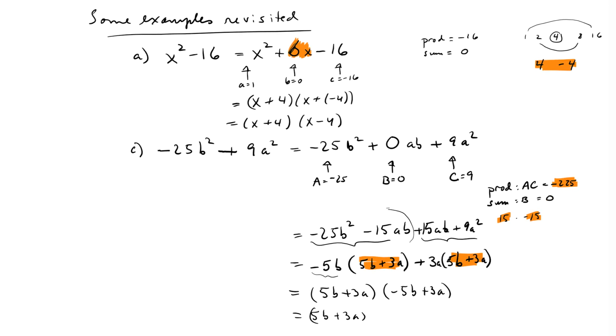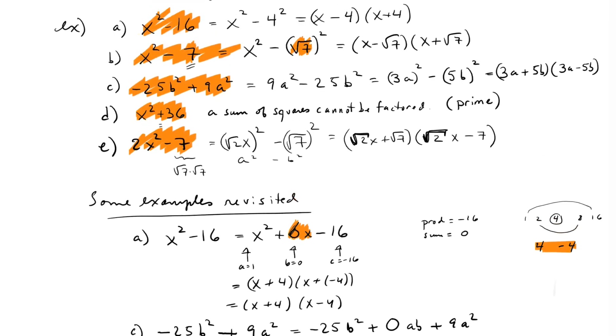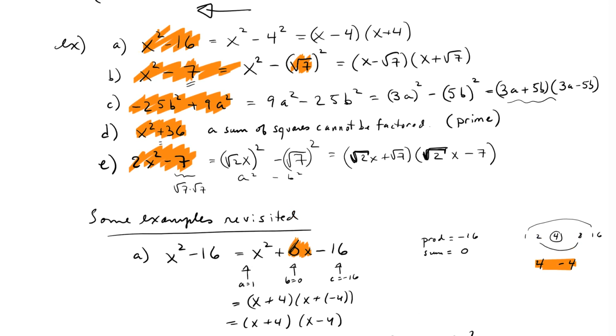Just notice that I could actually reorder everything here. I'm going to write the 5b plus 3a as 3a plus 5b, and minus 5b plus 3a as 3a minus 5b, and we're done. I got the exact same thing I had before, which was this. Right?